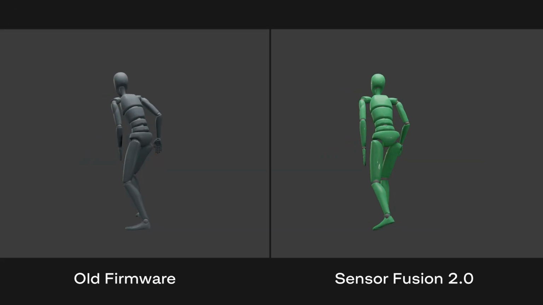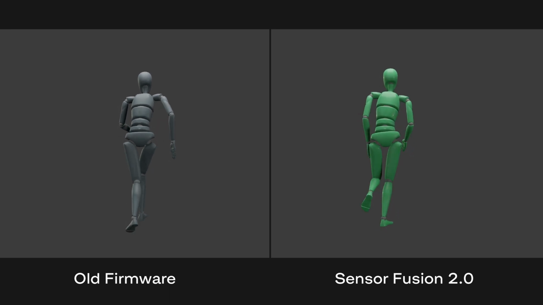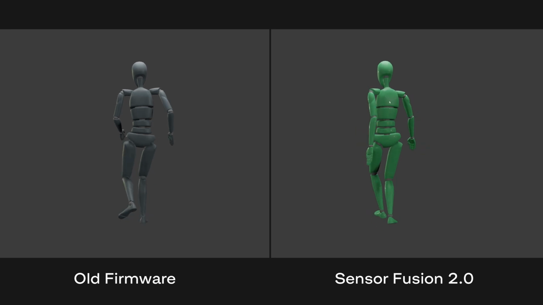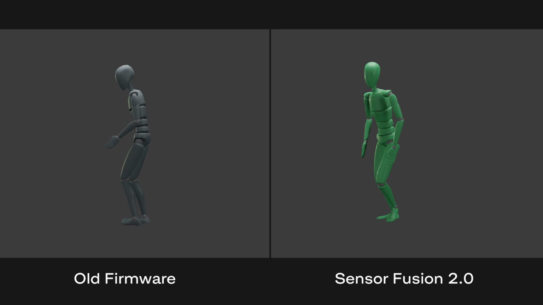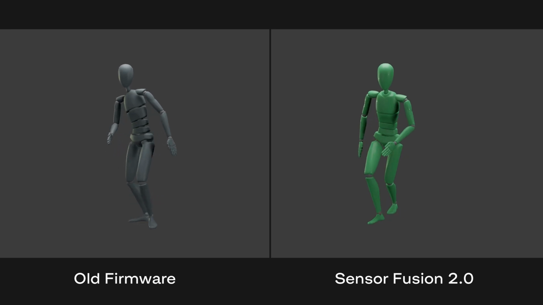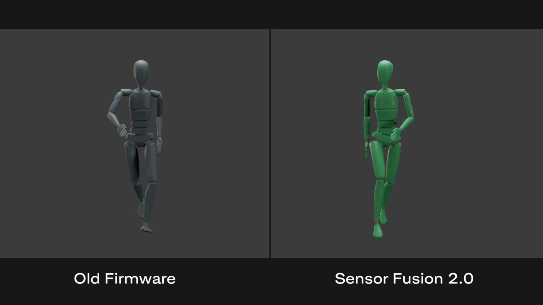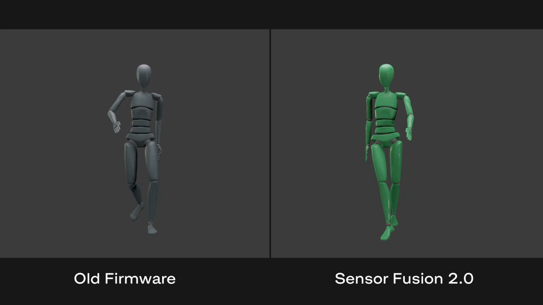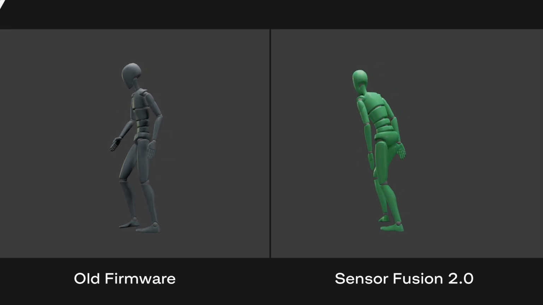If we check out this example with some running motion capture, on the left we have the old firmware, and on the right we have the new Sensor Fusion 2.0 firmware update. And immediately you can see that on the right we have a lot less intersection and crossing of the legs, weird kind of wonky jitteriness. And this is just raw sensor data, which will get even better once it's run through Rokoko Studio. So these are the kind of results we're already seeing with this firmware update.